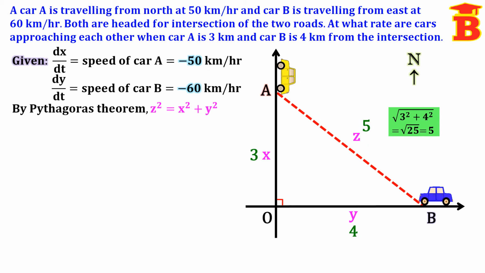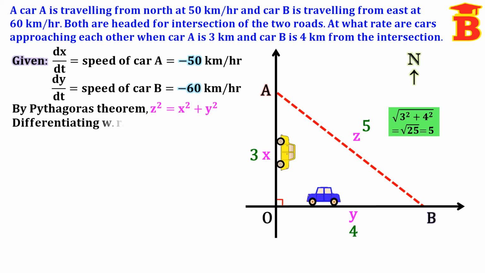Now we can understand the meaning of the question. The cars are approaching each other. See that this first car A is moving from north and the second car B is moving from east. So that means the cars are moving like this. So they are approaching each other and also the distance between them decreases. The distance between them is changing. That is what we have to find, that is dz by dt. Now differentiate this equation and find dz by dt.